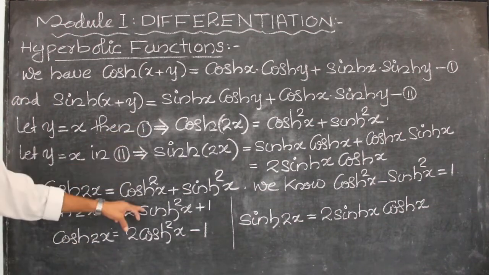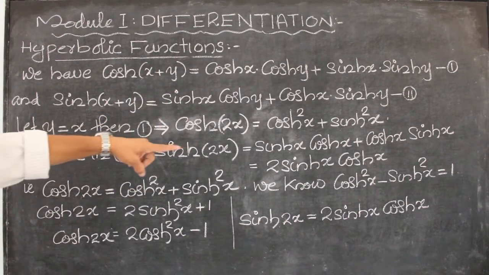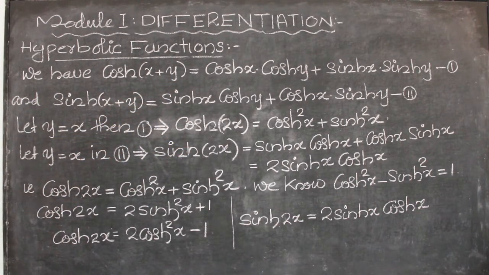The results are cosh 2x, sinh 2x, and cosh square x minus sinh square x. That's what we save. Save it.